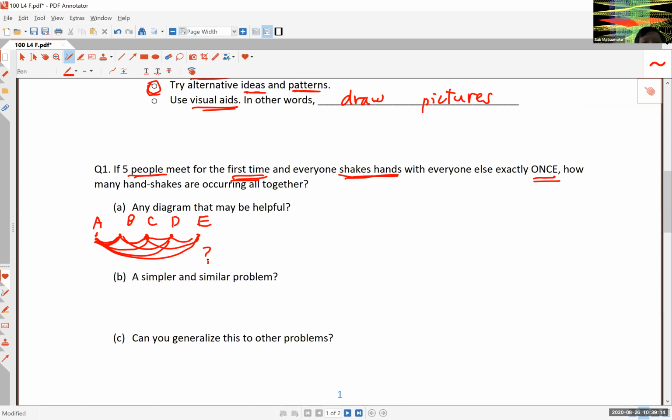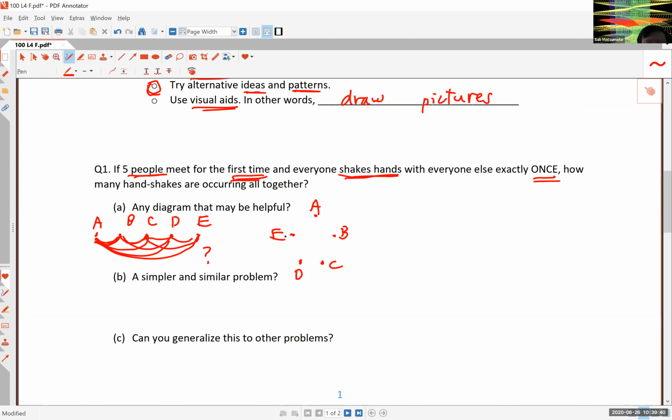Draw some pictures. Maybe if one picture doesn't help, draw another picture. What happens if you put them in a pentagonal way? Does it help? A, B, C, D, E. So try to be creative here. Maybe some of you can come up with something even better than this pentagon picture. What is helpful for you? Is there any other way to think about this?